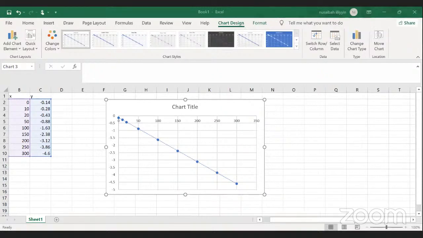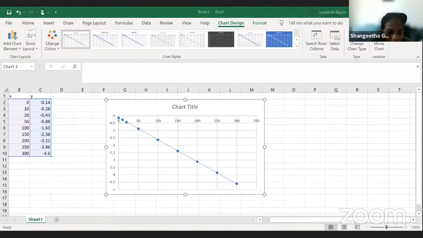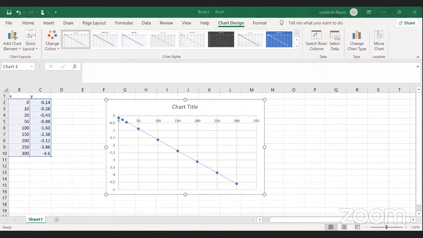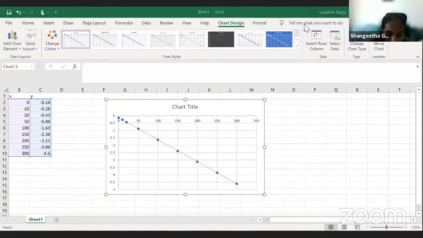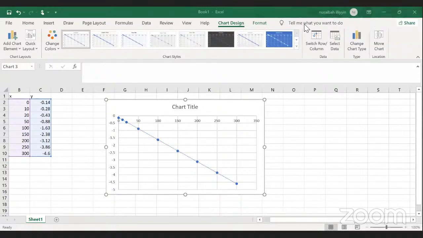At time 0, the concentration is negative 0.14, and at time 10 it is negative 0.28, and so on. So from this we find this chart.